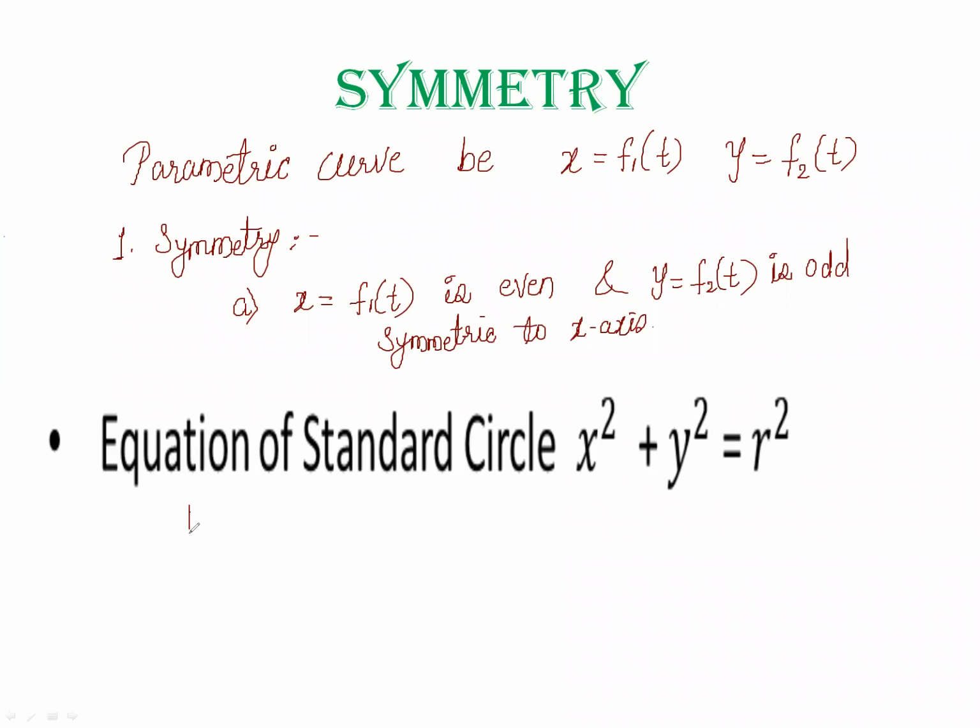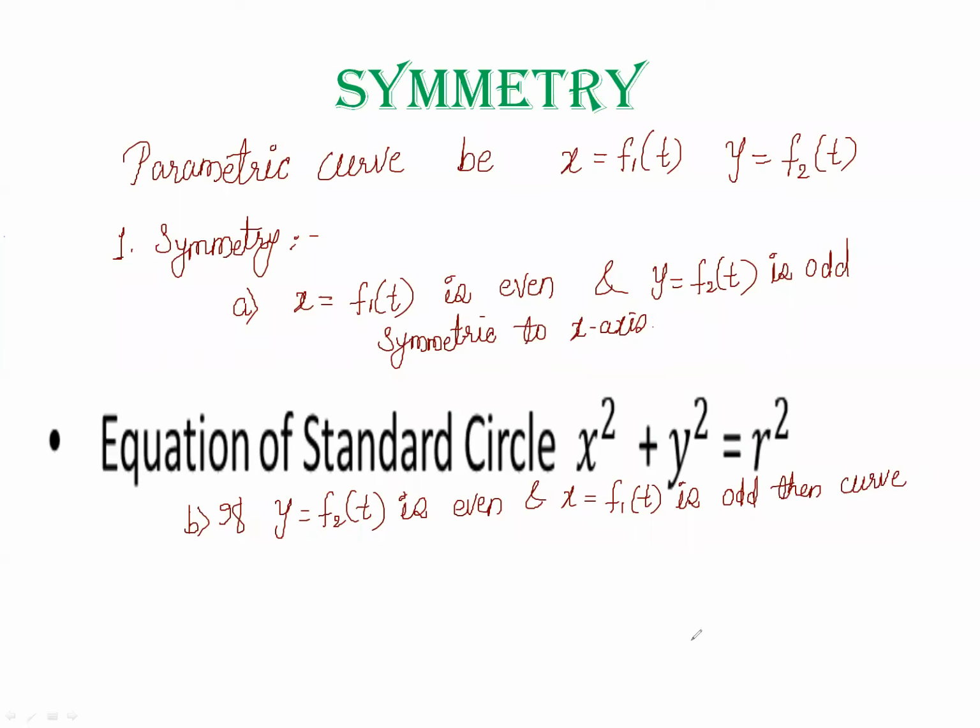Okay, then point B, next point, if y is equal to f2 of t is even and x is equal to f1 of t is odd, then curve is symmetric about y-axis. Curve is symmetric to y-axis.